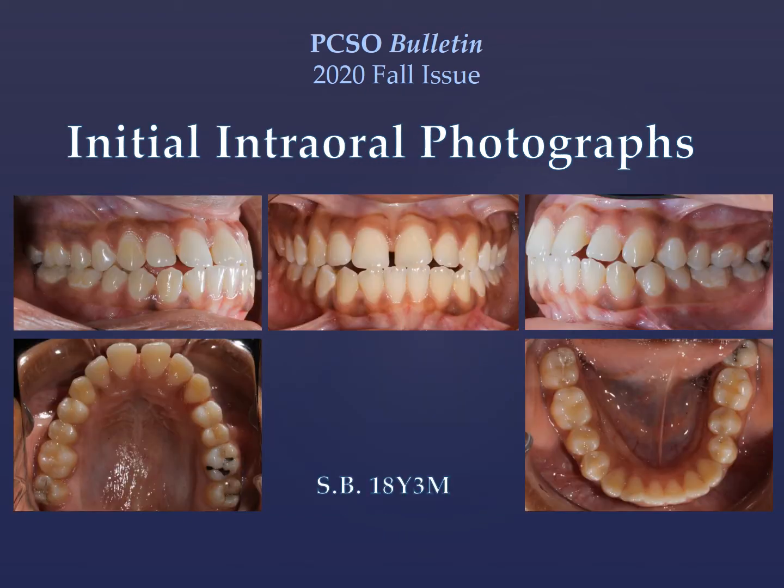On her intraoral photos, the patient displayed an asymmetric class 3 subdivision right dental malocclusion with proclined upper and lower incisors. More specifically, she presented with a class 3 molar relationship, that being a half cusp on the left and a full cusp on the right, with a canine class 3 relationship bilaterally.